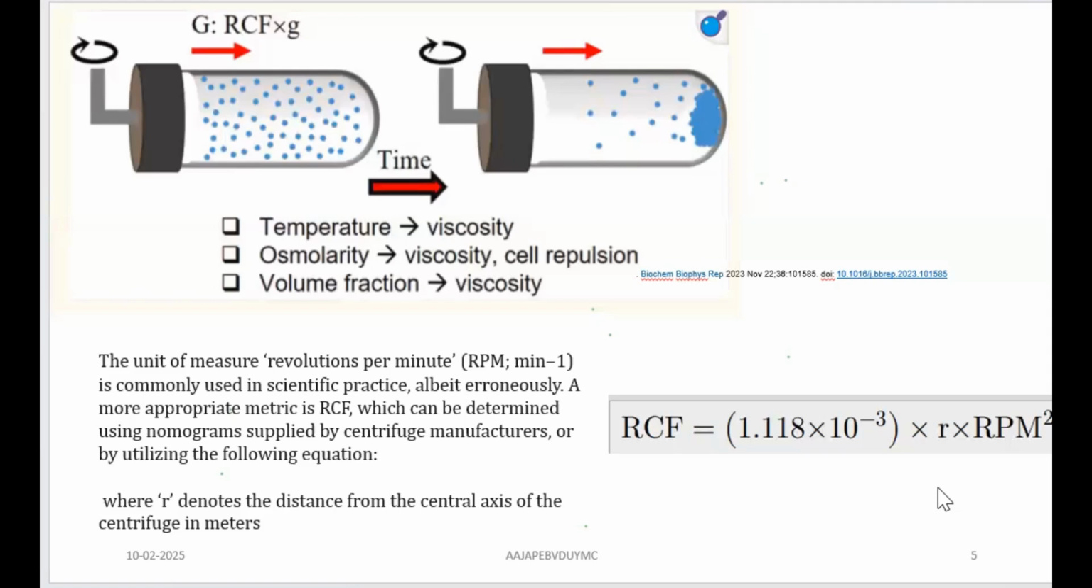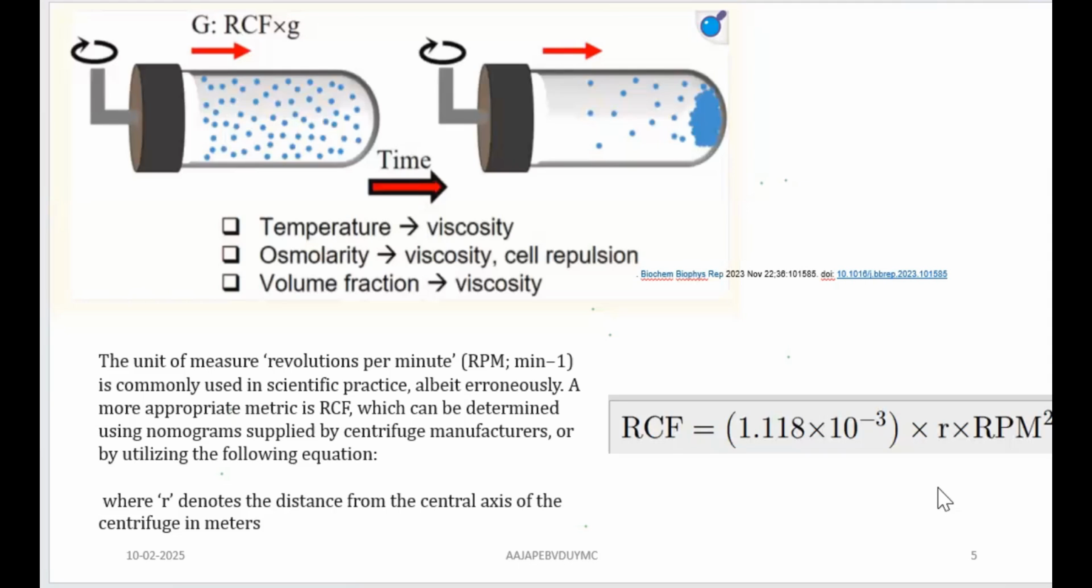You won't get better separation. You will have to go for trial and error. So always you have to remember that you should talk about the type of rotor, type of centrifuge, and R, that is the distance from the shaft, is to be taken into calculations when you are going to talk about the efficiency of the instrument.